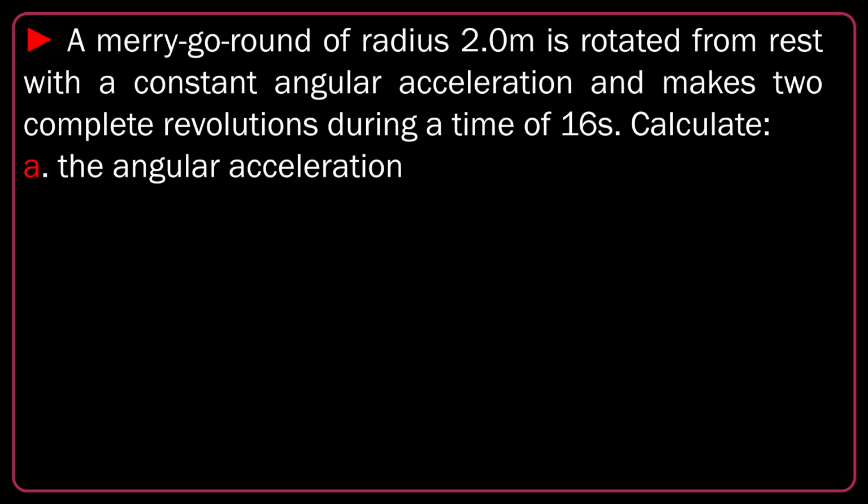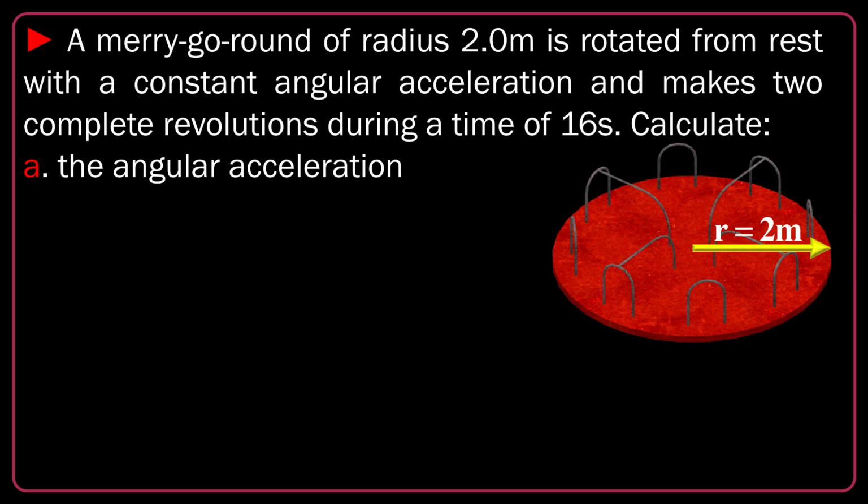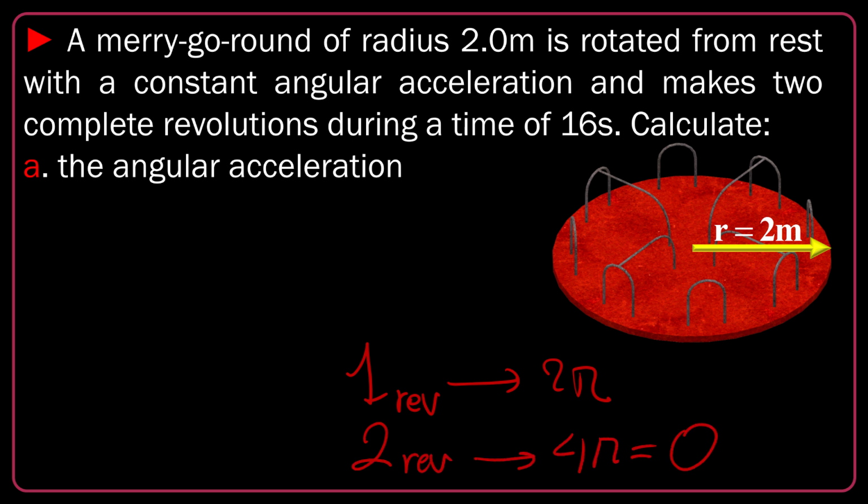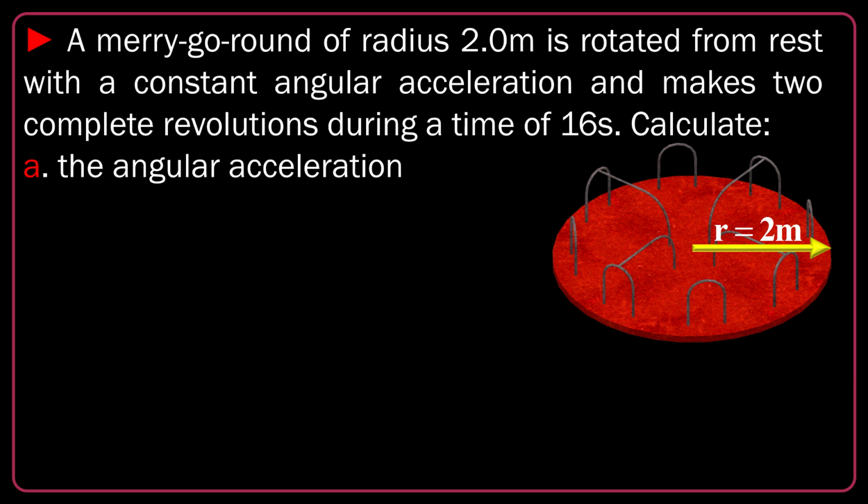Okay, next question. A merry-go-round of radius 2 meters is rotated from rest. So let's say we have a merry-go-round like this, a disk of a radius of 2, and it starts from rest, okay, with a constant angular acceleration, and makes 2 complete revolutions during a time of 16 seconds. So 1 complete revolution is supposed to be 2 pi, which means that for 2 complete revolutions, I expect 4 pi. So the total theta, the angular displacement, seems to be 4 pi in 16 seconds.